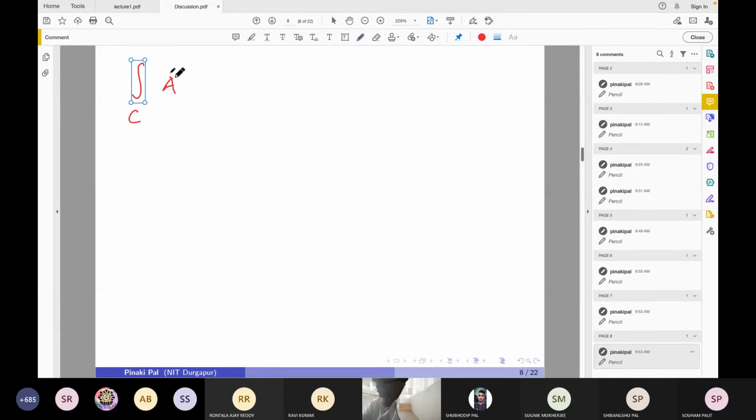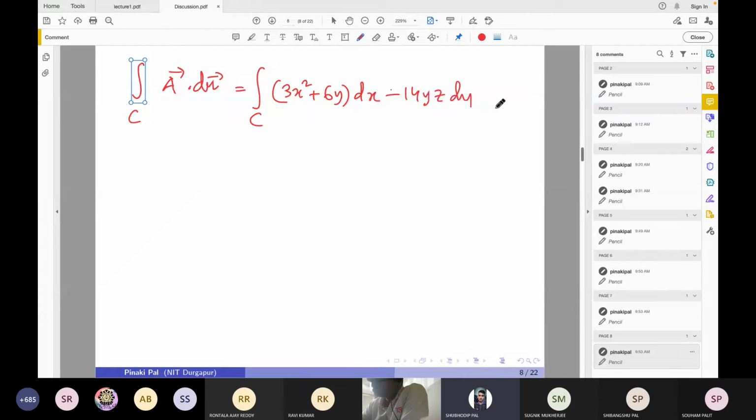along the curve C, A dot dr, and this is equal to, you tell me the components, integral from 0 to 1. At this moment I am writing C. Tell me the first component of A: 3x square plus 6y dx, minus 14yz dy, plus 20xz square dz. Now we will replace everything in terms of t.